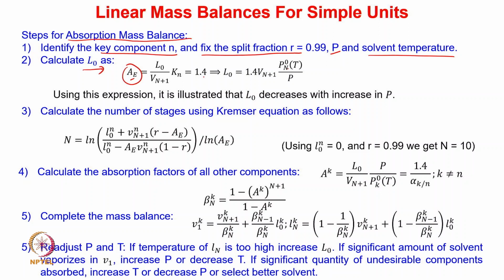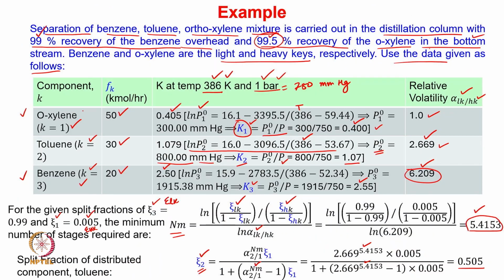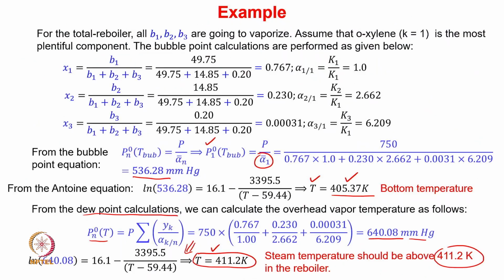Remember, what is the equilibrium constant? Equilibrium constant K is given by, in the last calculation we have seen, isn't it? So if we go back, in the table, you can see how we have calculated the equilibrium constant: vapor pressure divided by the total pressure. The same expression is used here.